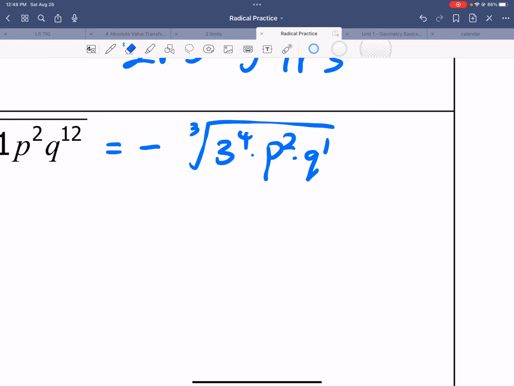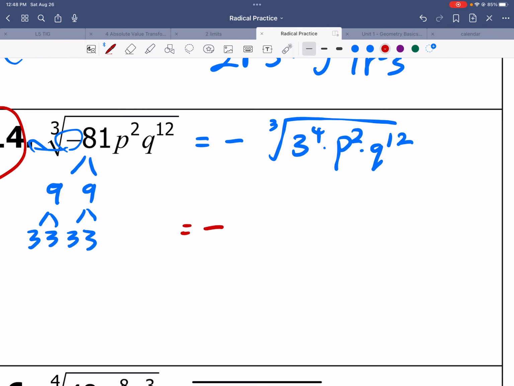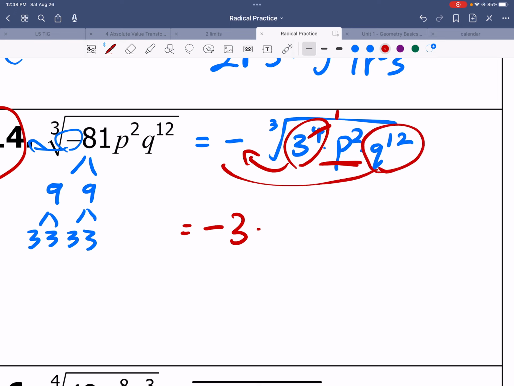12 looks like something, so I'm going to rewrite it. Here we go. So let's do it. Negative. How many times can I take out 3? Once. And I will still have 1 left over. P, I only have 2, so I cannot take this one out. Q, looks like I can take out 4 times. And I will not have any leftovers because 3 times 4 is 12.